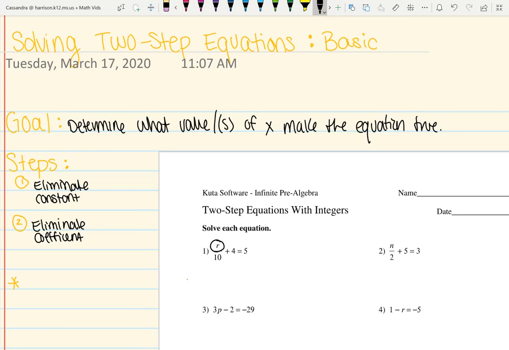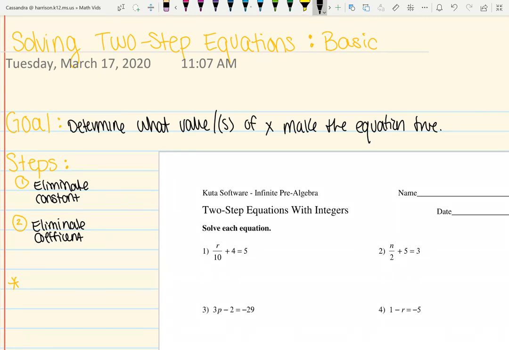One of them is called a constant, the one that's being added or subtracted to the variable. We call that the constant. We're going to get rid of that. And then we're going to get rid of the number that is being multiplied or divided, and we call that the coefficient. So once we get rid of those two things, we will just have r equals and a number. So we'll know exactly what r equals. All right, let's get it started.